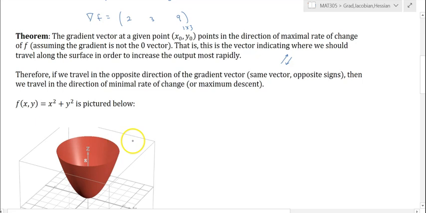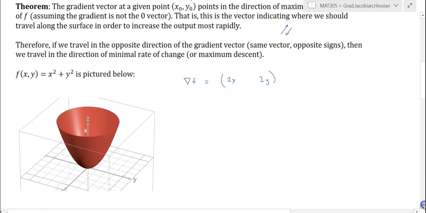The paraboloid x squared plus y squared. Its gradient vector would be the derivative with respect to x, which would be 2x. The derivative with respect to y would be 2y. Now let's say we specified a point on this surface.